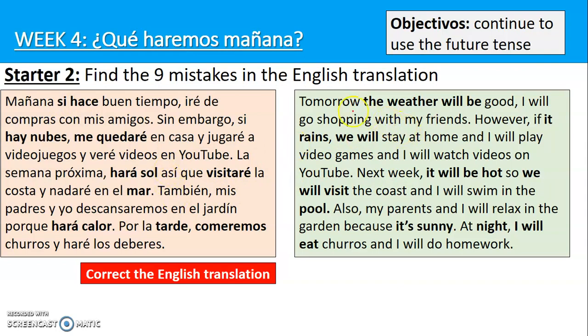So the English translation actually says, so this is si hace buen tiempo. Si, we learnt last time, means if. So the word if isn't here. This is the present tense. This is the future tense, so it's saying will. But this is not in the future tense. This is just tomorrow if the weather is good. So tomorrow if the weather is good, the next bit's fine.